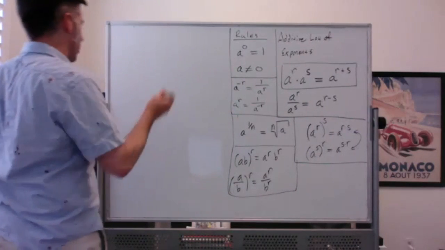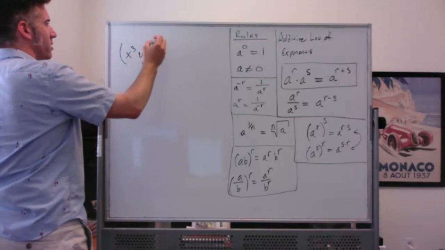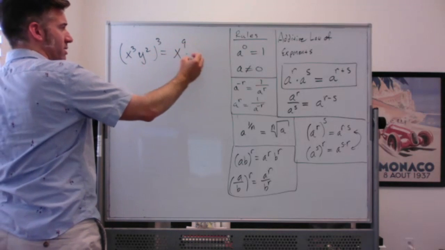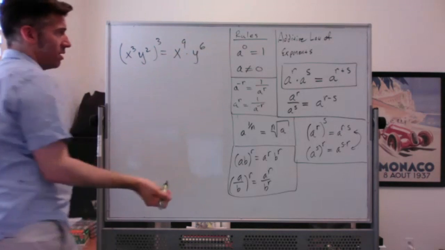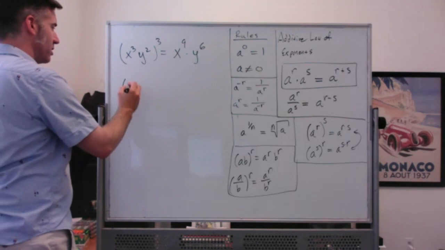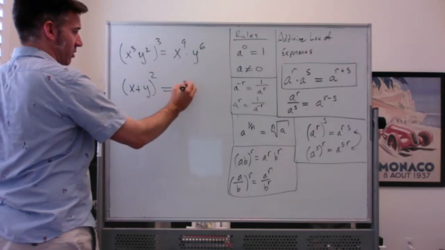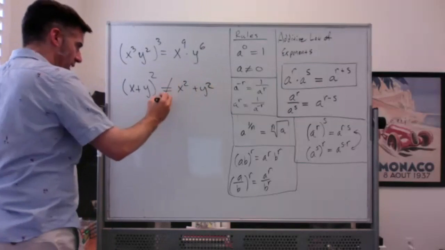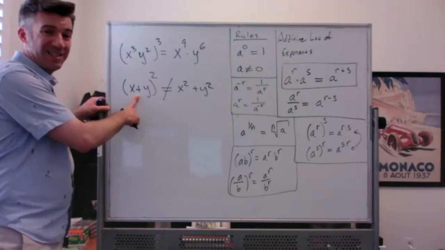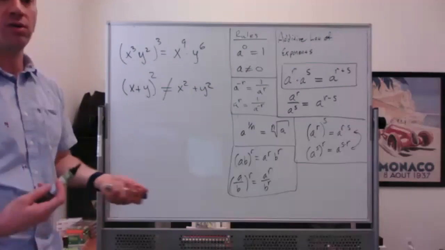Say something like, x cubed times y squared to the third power is equal to x to the third times y to the second to the third. But I want to make it super duper explicit. Right? It is not okay to say something like x plus y squared is equal to x squared plus y squared. That is not true, because we can't distribute powers across addition. We can only distribute powers across multiplication or division.